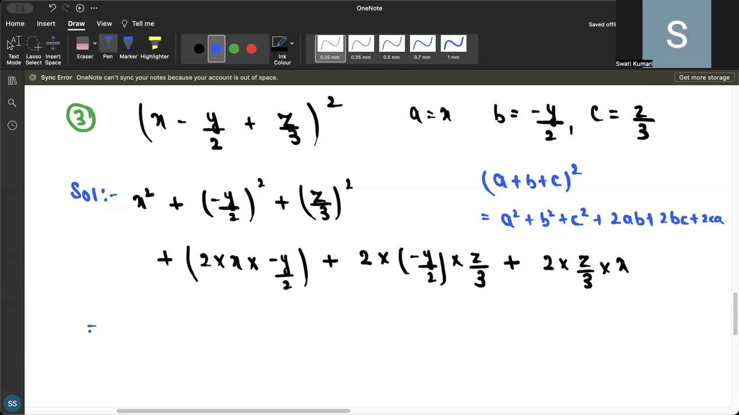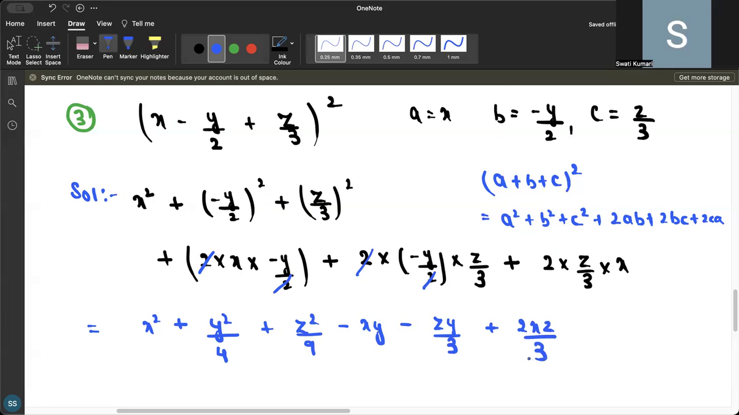Now we can write this as x square plus, minus into minus will become plus, so this whole term will be positive only, and this will become y square upon not 2 but 4, because that is also getting squared, plus z square upon 9. Here, plus into minus will become minus, 2 will get cancelled, so it will become xy. Here, 2 and 2 will get cancelled, plus minus will become minus, so it will become zy upon 3. And then here it will become plus 2xz upon 3. Because it cannot be simplified further, this is the final answer.